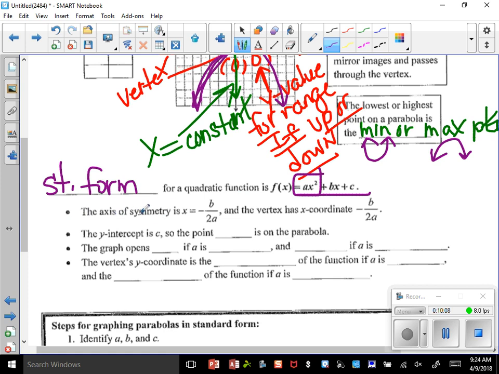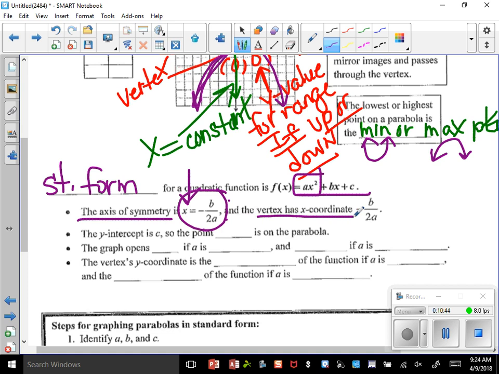So we already know the axis of symmetry just cuts the parabola in half. You might want to circle this, because that's going to be a very important formula you're going to use to find the axis of symmetry. Remember I told you that the axis of symmetry is a vertical line. It will always say x equals. And this is how you're going to get the number for that constant. Not only is it the axis of symmetry, it's also the x coordinate of your vertex.